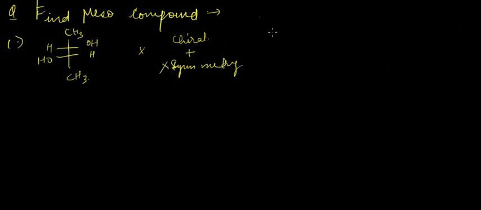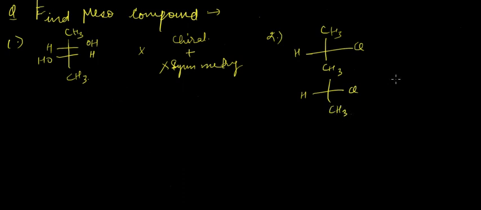Okay, second example is: H, Cl, CH3, Cl, CH3. Okay, so in this compound, whether it's a meso compound or not, yes, it's a meso compound. How? Because we can see that CH3 is having symmetry across the CH2 group. I beg your pardon, this is CH2. So across CH2 you can see that there is a plane of symmetry.